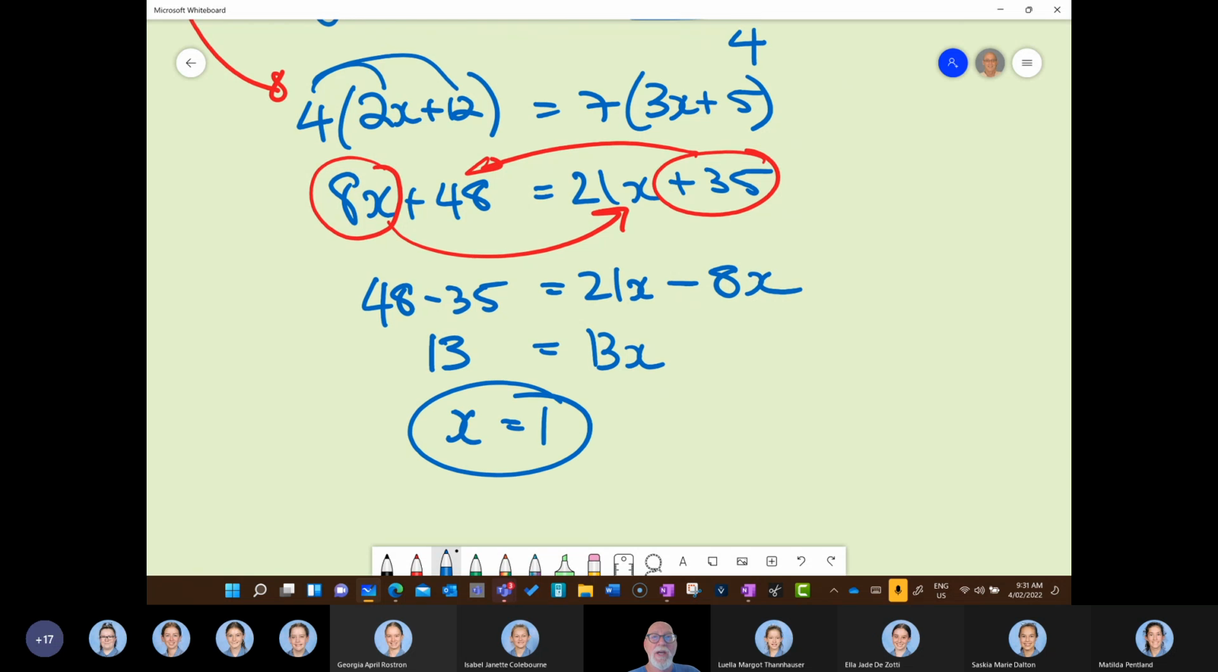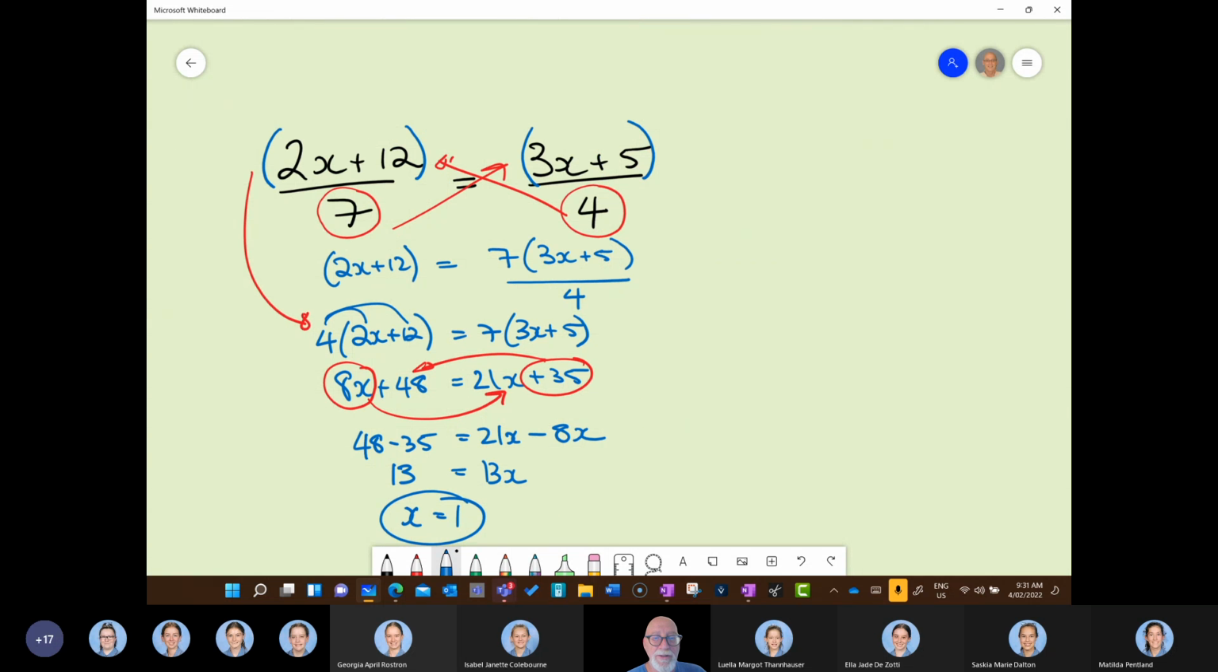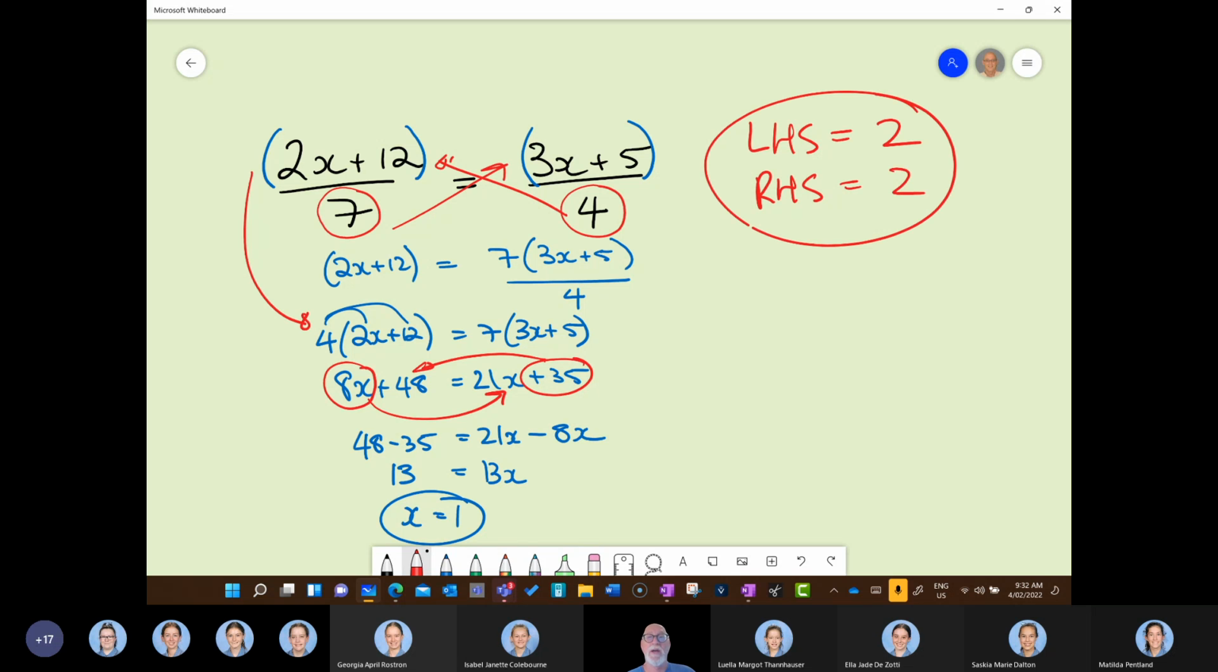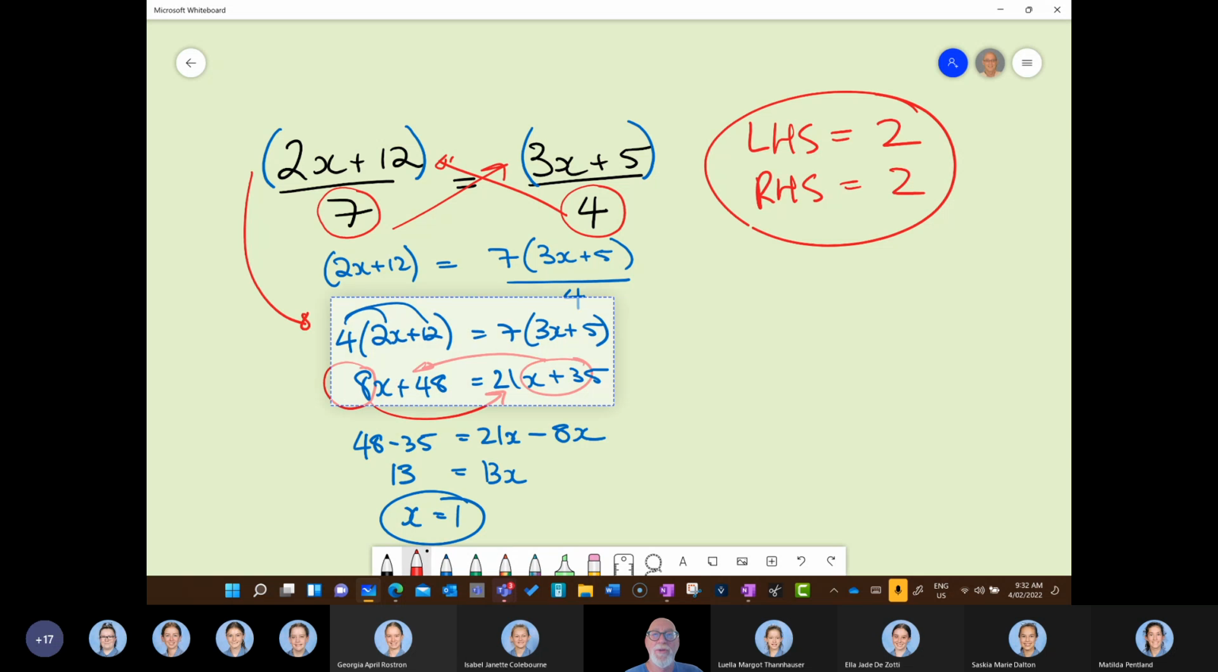Right? And we can check it. Go right back to the start. Left-hand side will equal 2 times 1 is 2 plus 12 is 14 divided by 7 is 2. Right-hand side, 3 1s are 3 plus 5 is 8 divided by 4 is 2. We have a bingo. So those three, I'll drop this into our OneNote.